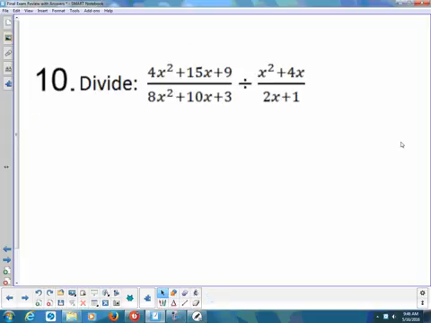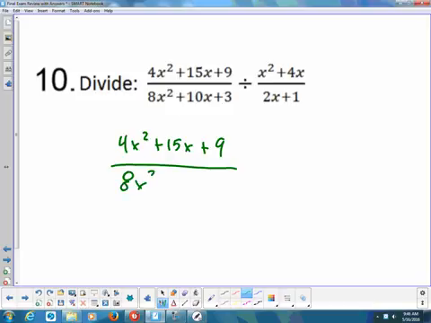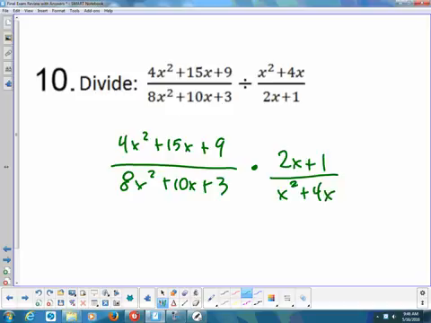Oh, okay, so here we're dividing. So if we see dividing by a fraction, that's the same as what? Multiplying by the reciprocal, which means that I can rewrite this as 4x squared plus 15x plus 9 divided by 8x squared plus 10x plus 3 times, and I want to switch this around, the reciprocal is 2x plus 1 over x squared plus 4x.